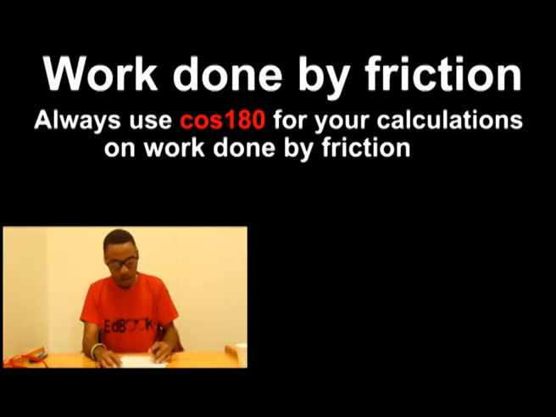Now, if you go back to parallel forces in the same direction, we said we use cos of 0, which gives us 1. Now we have parallel forces but in opposite direction, and now we use cos of 180, and we already know that cos of 180 is minus 1.